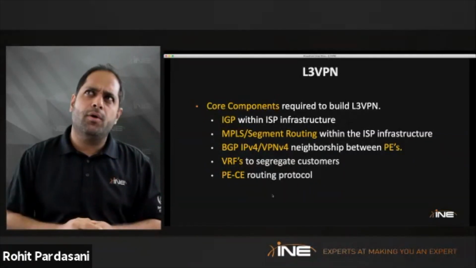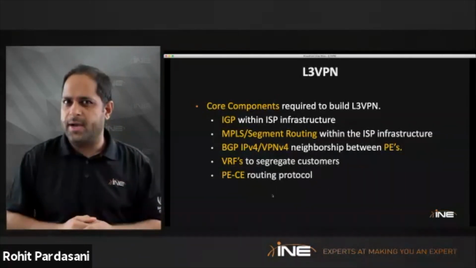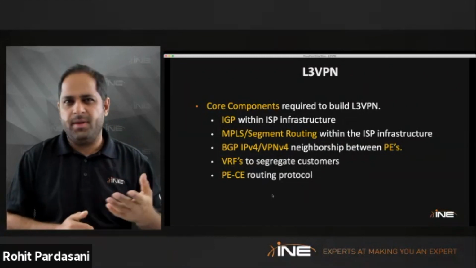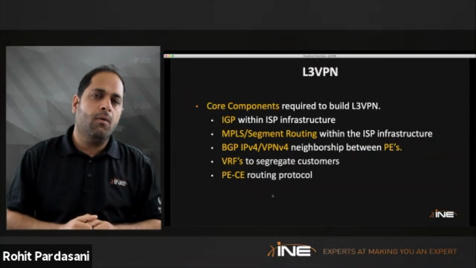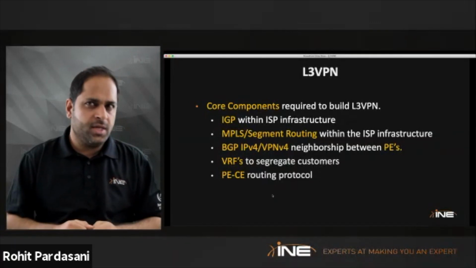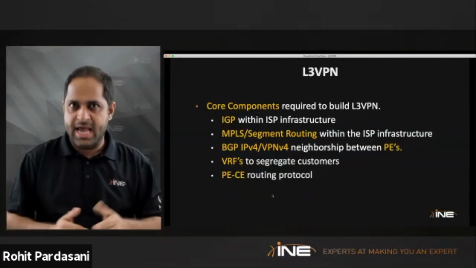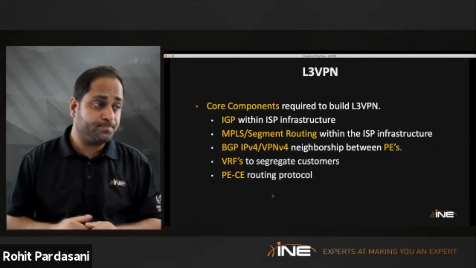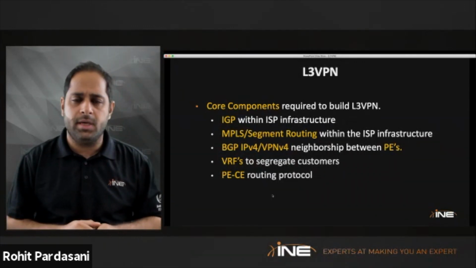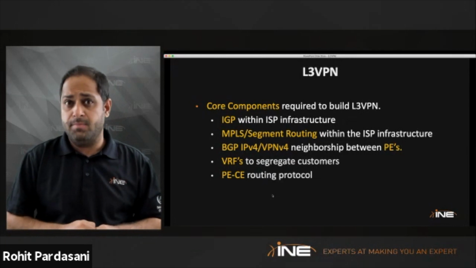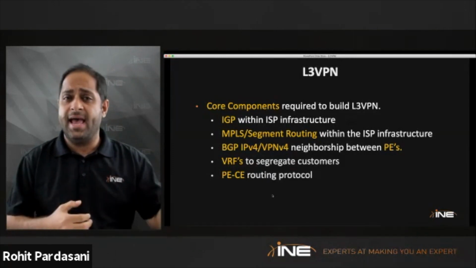Obviously, in your CCIE Service Provider, you would probably be tested for BGP as the PE-CE, or maybe OSPF. You would not be tested for EIGRP in the new blueprint. So in our case, in this webinar, we would be running BGP between the PE and the CE.